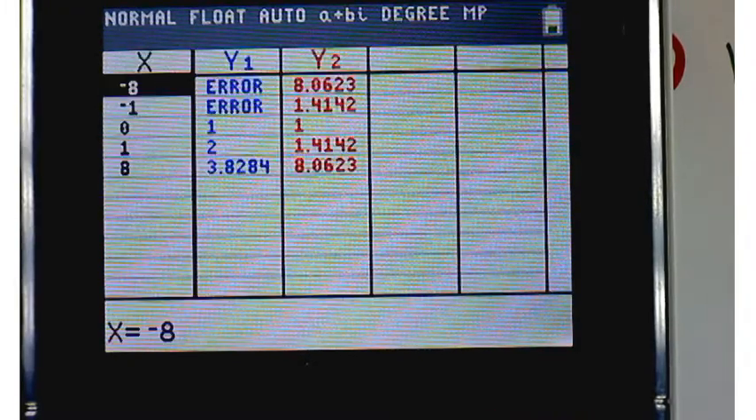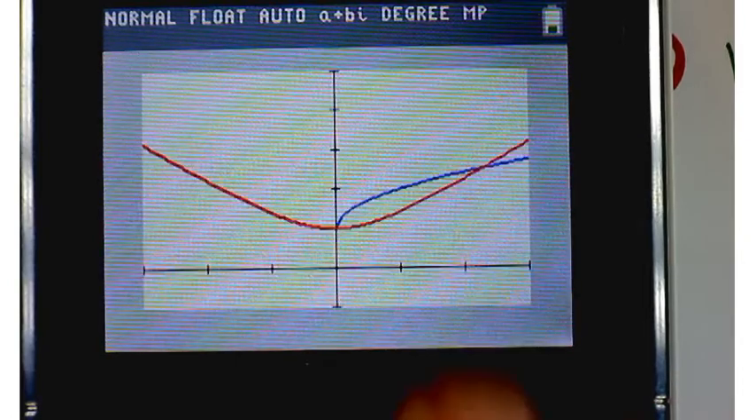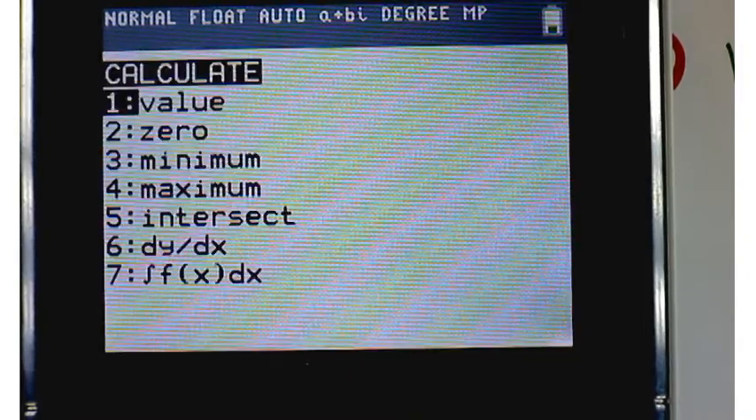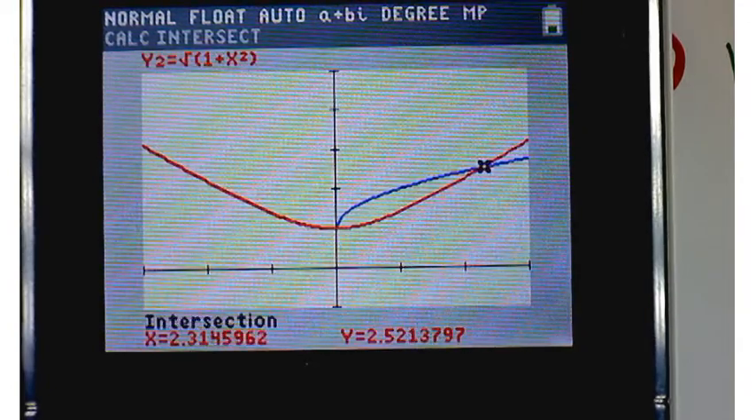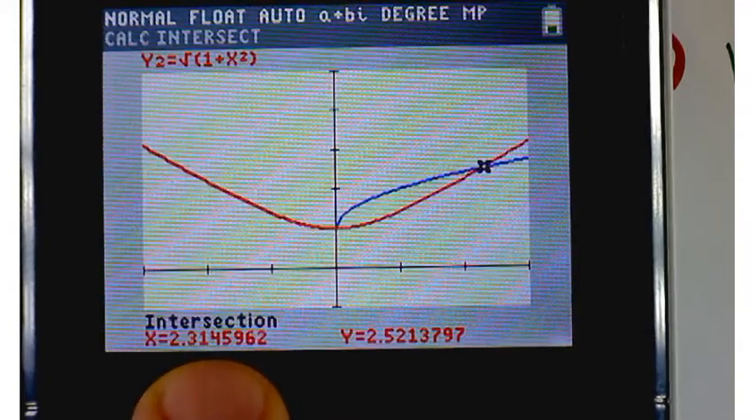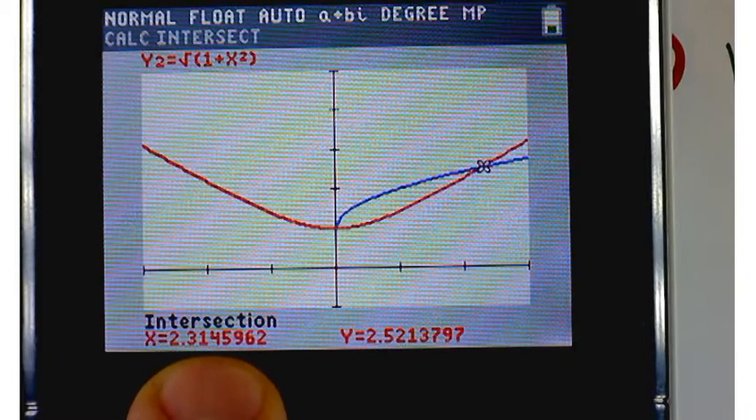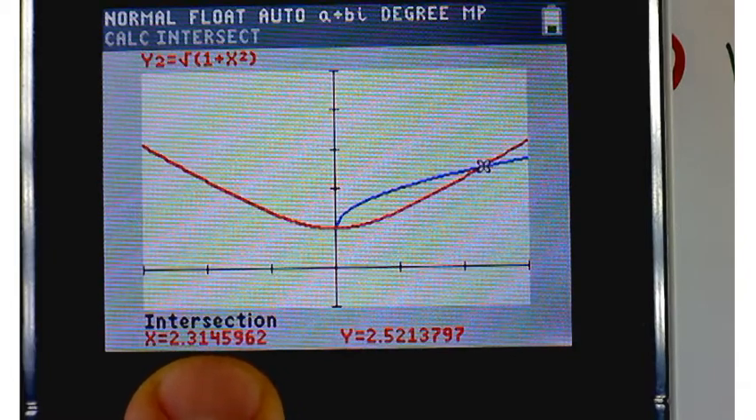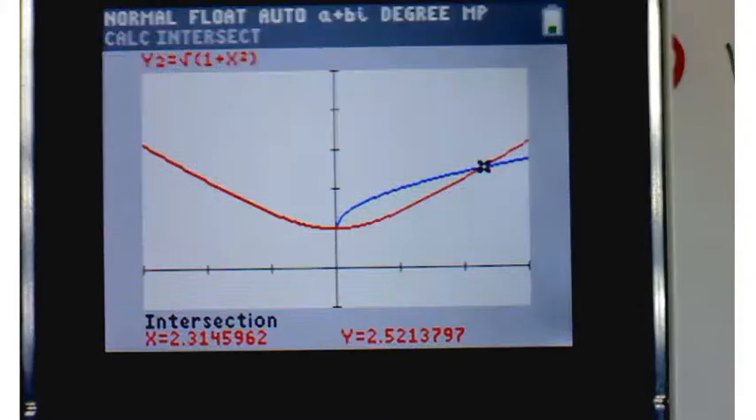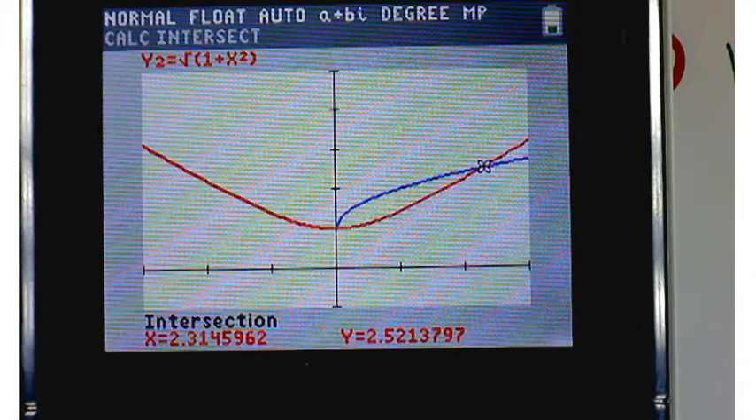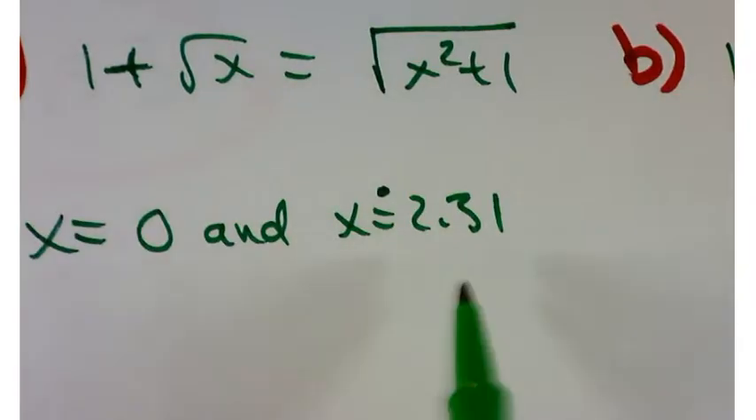Let's see. The intersection. So intersect, bam, bam, bam. You should get exactly the same thing. 2.31459, etc. If you accidentally hit the trace button, maybe you moved it. Not sure. Are we okay with our answers here and here, 0 and 2.31?